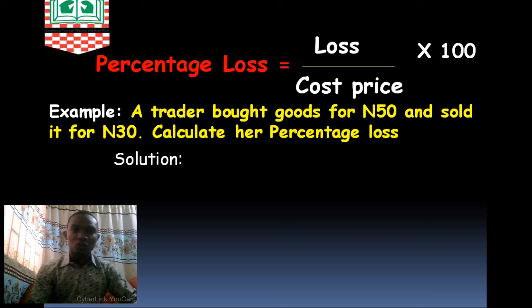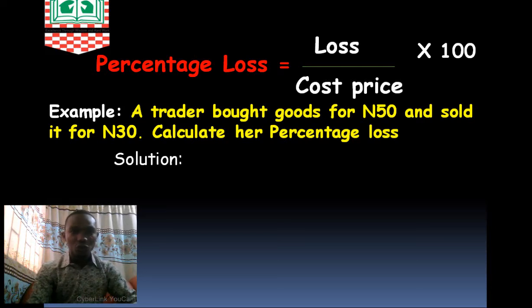A trader bought goods for 50 naira and sold them for 30 naira. She bought goods for 50 naira and sold them for 30 naira. Calculate the trader's percentage loss, or if the trader is actually a female, her percentage loss.